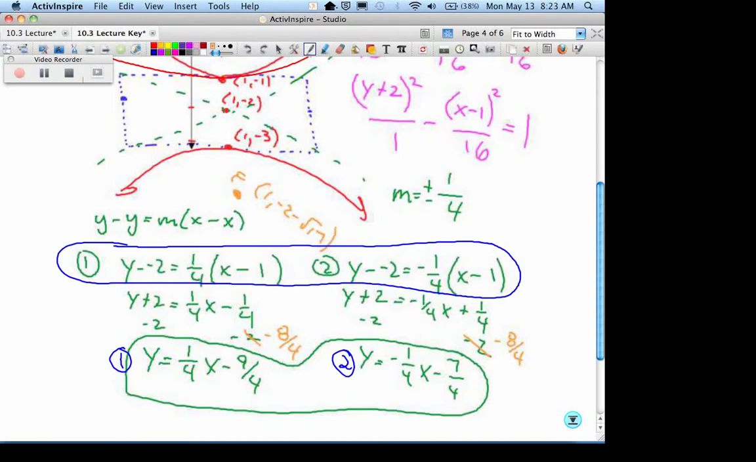So if these are the two equations, -9/4 is the slightly lower with positive slope. -7/4, a little bit further up intercept and has the negative slope. We don't always ask you for asymptotes for the hyperbola, but that's how you do it.